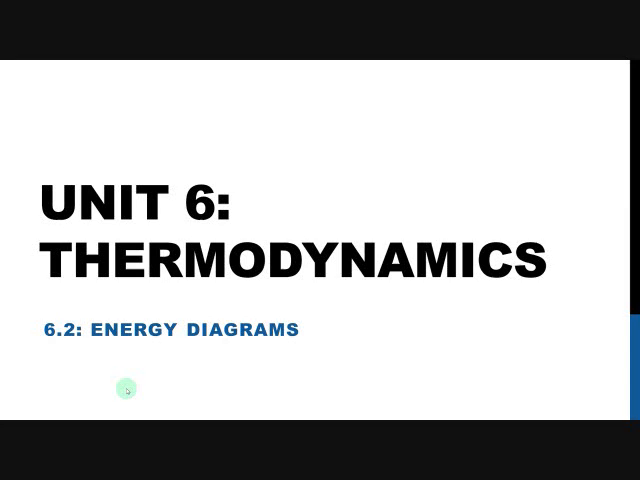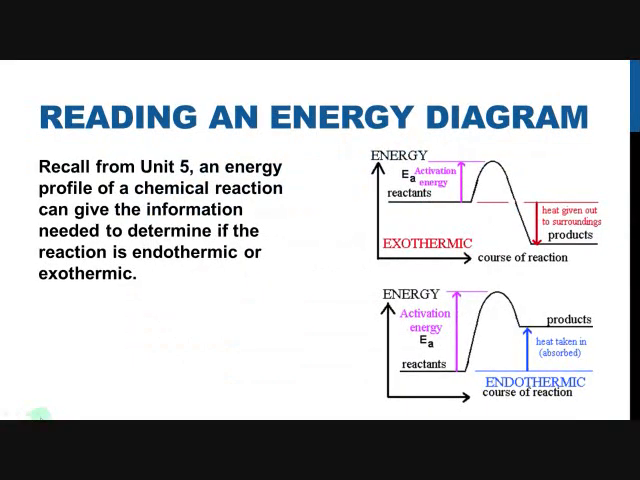2.2 is just going into a little bit more detail of reading the energy diagrams or energy profiles that we first came into contact with in Unit 5. So just remember that an energy profile of a chemical reaction gives lots of information. It tells us if the reaction is endothermic or exothermic. Remember that when the products are lower than the reactants, it would be exothermic because you're losing energy, and endothermic is when the products are higher than the reactants.